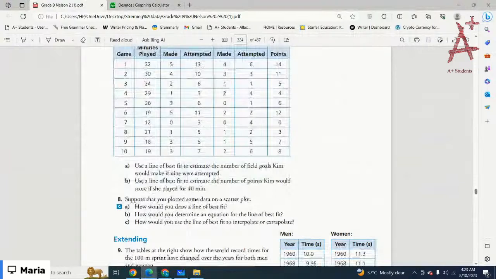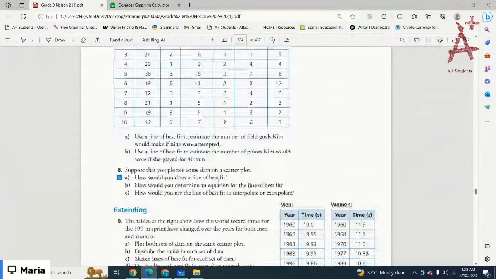Okay, the third one is how would you use the line of best fit to interpolate or extrapolate, right? So I could use the line of equation and input either the independent or dependent variable in order to interpolate and extrapolate any estimates, right?